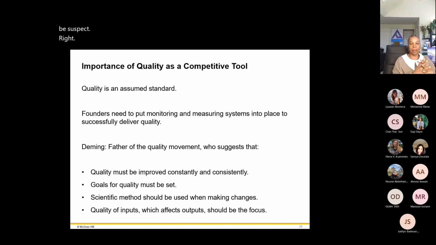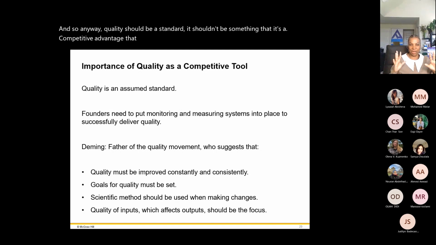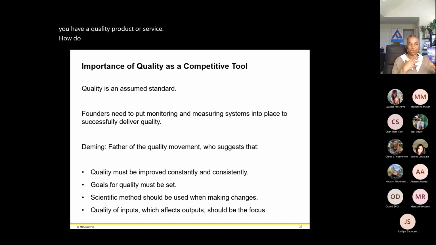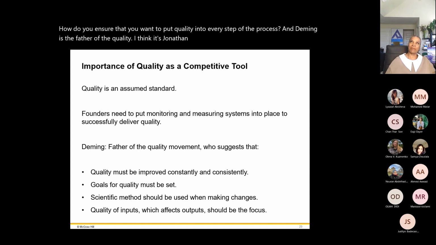And so anyway, quality should be a standard. It shouldn't be something that's a competitive advantage, that we're better because we have better. You want to make sure that it's a standard. We're assuming that if you patronize my business, you should expect a quality product or service. So how do you ensure that? You want to put quality into every step of the process. And Deming is the father of quality. I think it's Jonathan Deming. I forget his first name.